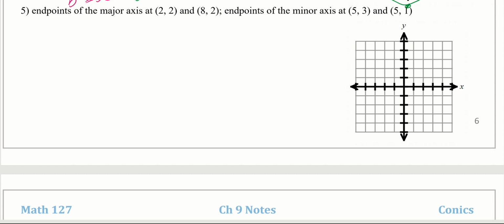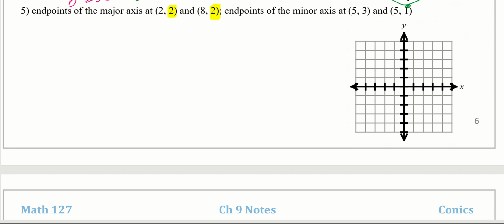They'll always have an x or a y in common because we're dealing with the major and minor axis, which are going to be horizontal and vertical lines. So either the x or the y is in common, right? So in this case, it says the major axis is right there. We've got 2, 2 to 8, 2.